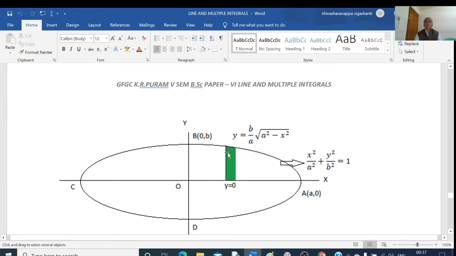See, this is my ellipse x square by a square plus y square by b square equal to 1. This rotates around x-axis. That is the curve ABC rotates around x-axis. Now, what I do here is I will rotate the curve AB around x-axis. Then I am getting this portion.